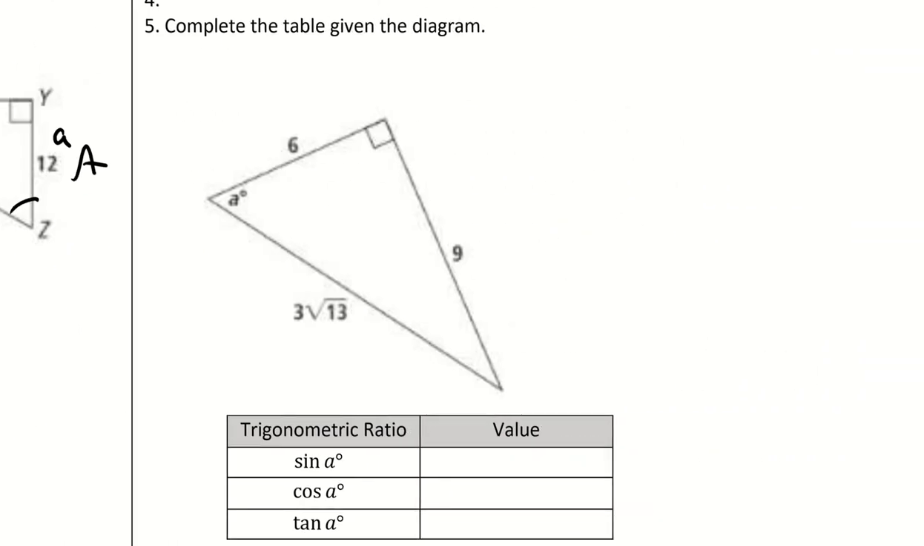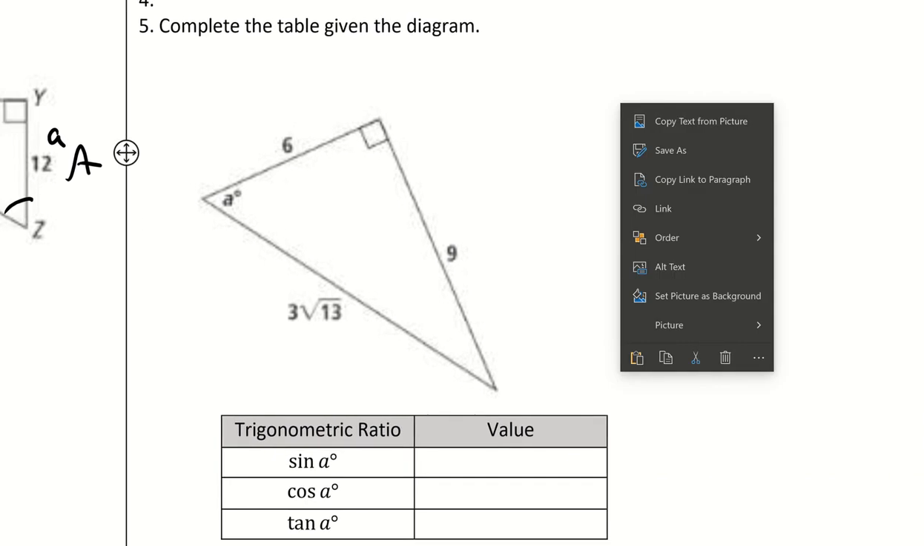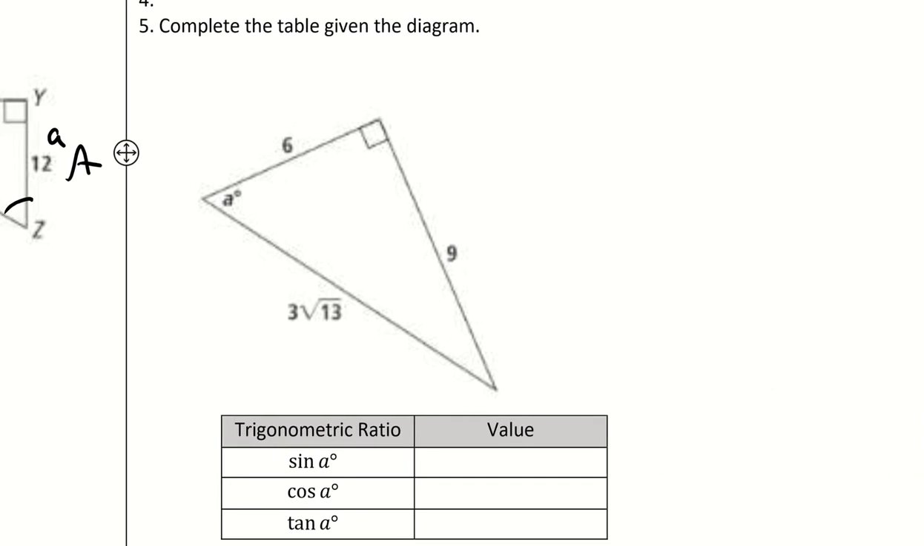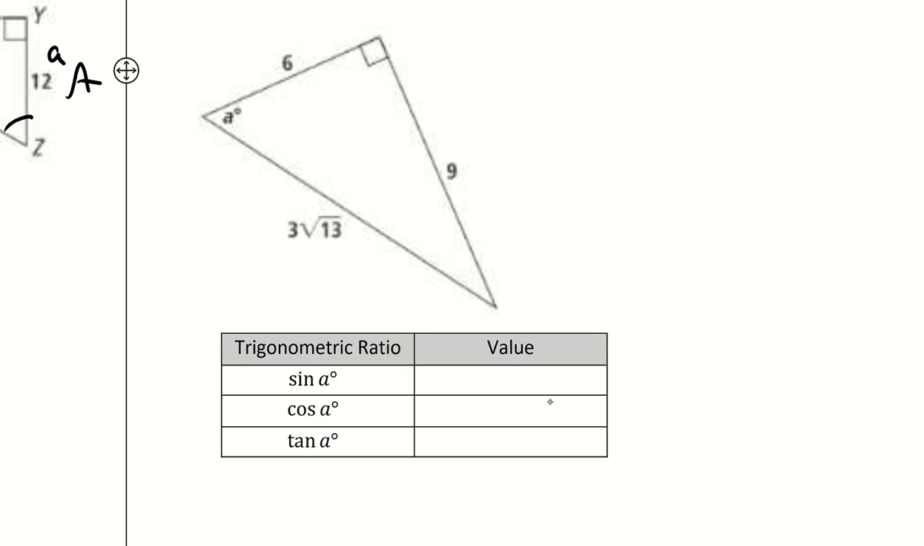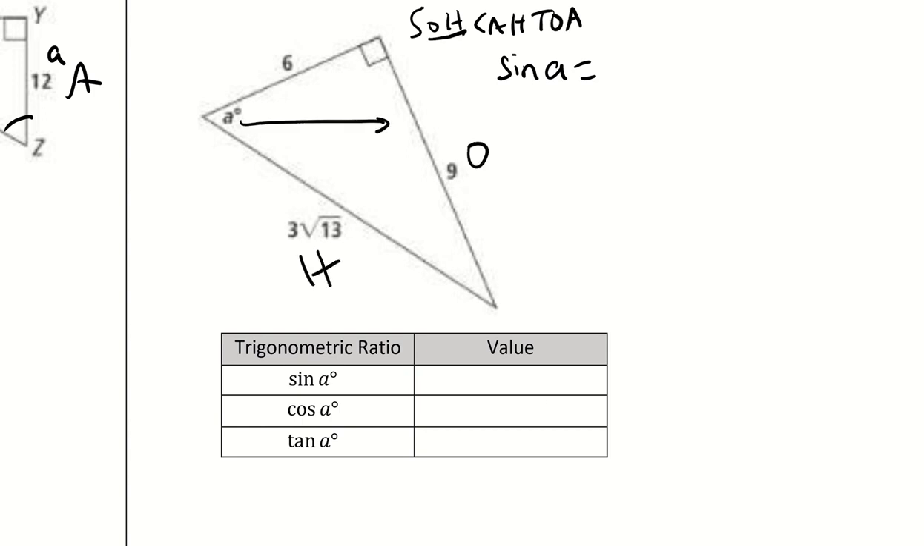All right. So let's do the last one in this series here. Complete the table given in a diagram. So we want to do the sine of A. Remember, sine is SOHCAHTOA. Sine is opposite over hypotenuse. So if this is A, the opposite is this guy, and the hypotenuse is the longest side, which is that one, and this is adjacent. So sine of A is equal to opposite over hypotenuse.